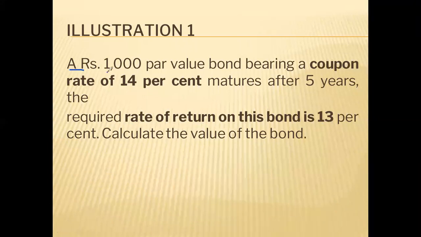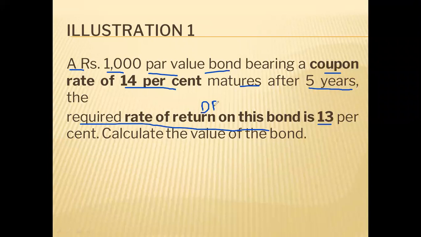A rupees 1,000 par value bond. So what is the face value of the bond given? 1,000. Coupon rate 14 percentage, interest rate 14 percentage, maturity period is 5 years, and required rate of return is 13 percentage. This is your discounting factor, or you can call it yield rate also. Based on this detail, you have to calculate the value of the bond.